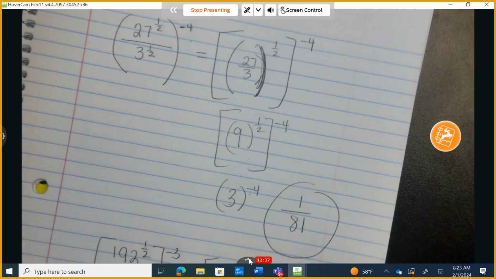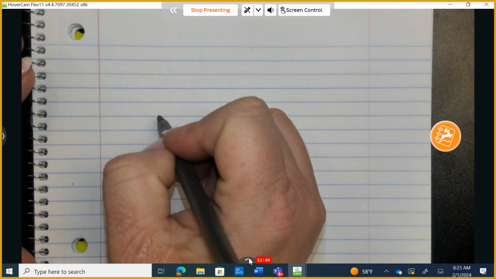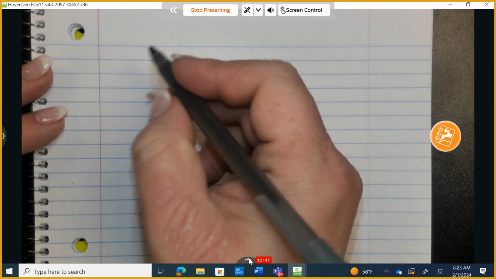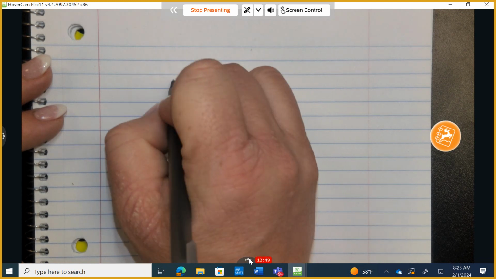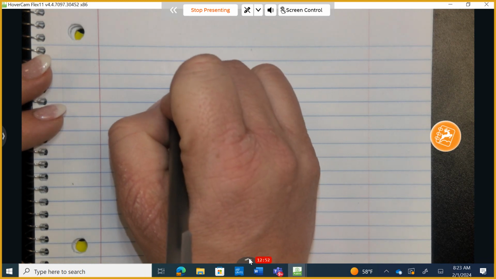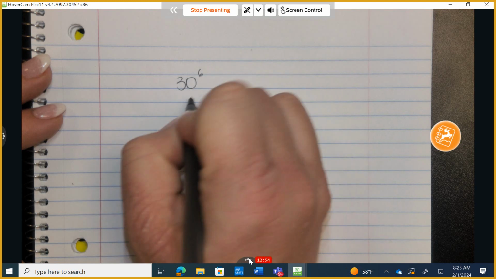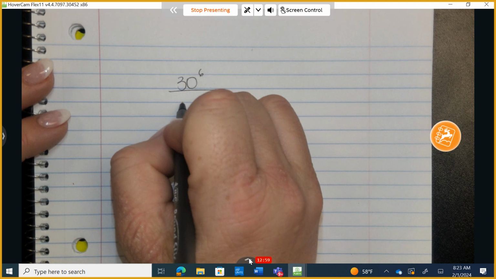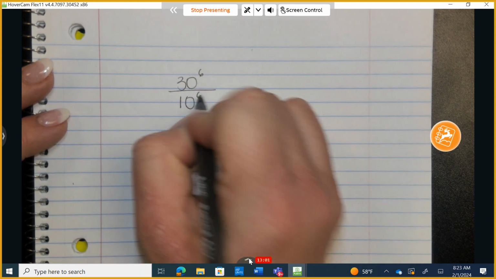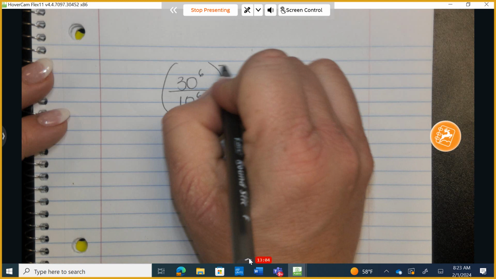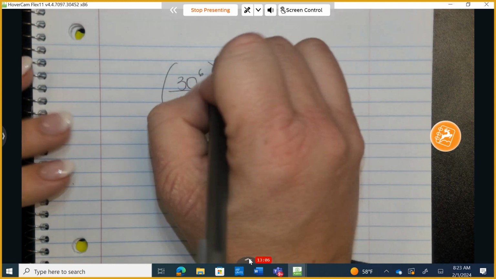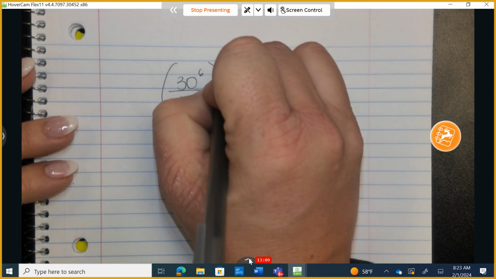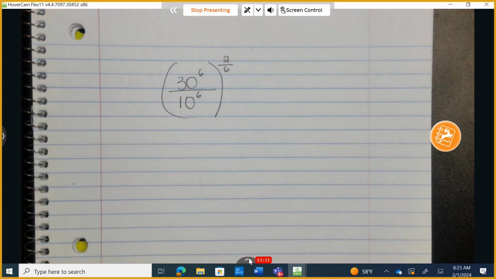Okay, we're going to go back to what do radicals look like. But before I do that, I want to see if you can take what we just went over and apply it to this particular problem. Let's keep it very simple. Here we go. I want 30 to the 6th power divided by 10 to the 6th power, raised to the 2 over 6.